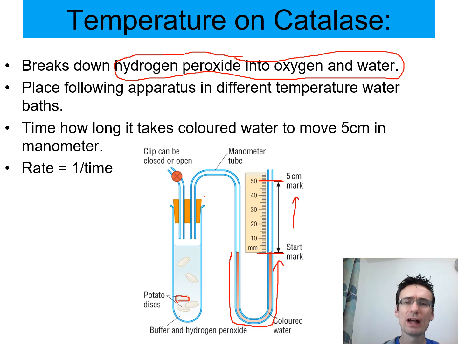Now, why would it do that? Because one of the products is oxygen. So as this enzyme works, it will produce oxygen. That will increase the pressure, which will force more oxygen and air up through here, and that will push your coloured liquid round. And what you could do then is calculate the rate by doing rate equals 1 divided by time. So if it took 60 seconds, you do 1 divided by 60. If it took 30 seconds, you do 1 divided by 30. And that would give you a comparable rate of this reaction.